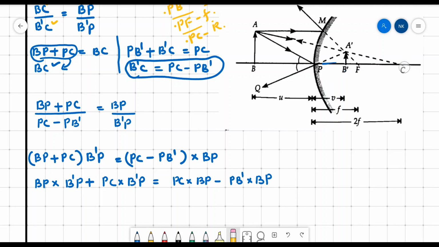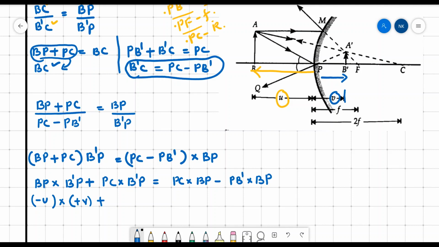Okay, so now let us see what values will come while substituting. First of all, BP. Okay, you can see this is that BP value. BP is towards the left, see, towards left, and that is what u. Okay, so BP is going to be minus of u into B dash P. This is B dash P towards right, so that's going to be plus v, right? So you can see, this was that reading v.